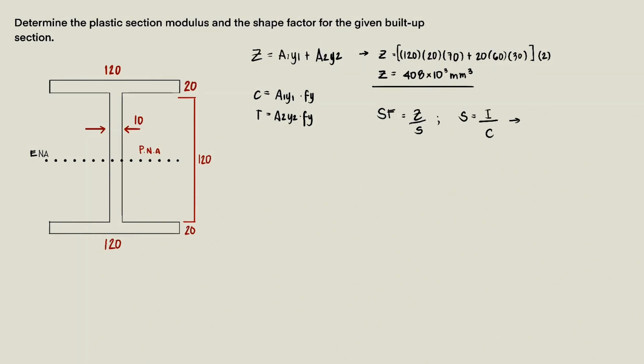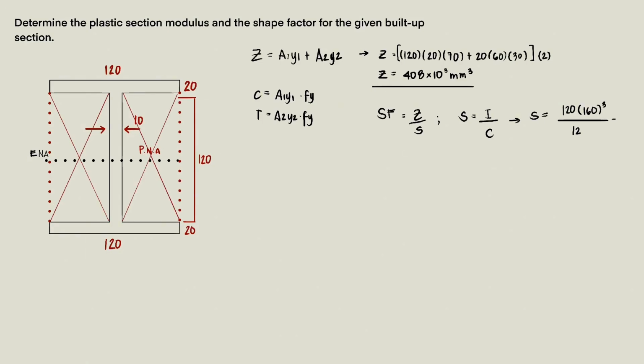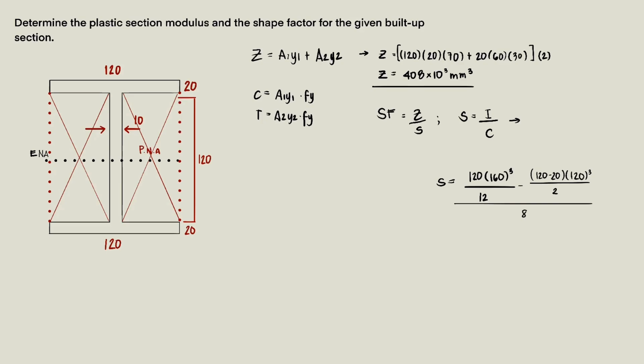Next is the value of the shape factor. That is equal to the plastic section modulus over the elastic section modulus. For S, that is equal to inertia over the value of C. With that, S is equal to 120 multiplied by 160 cubed over 12, minus 120 minus 20 multiplied by 120 cubed over 12, all divided by 80. So the value of S is now equal to 332 times 10 raised to 3 cubic millimeter. For the value of the shape factor, that is equal to 408 times 10 raised to 3 over 332 times 10 raised to 3, and the answer is 1.229.